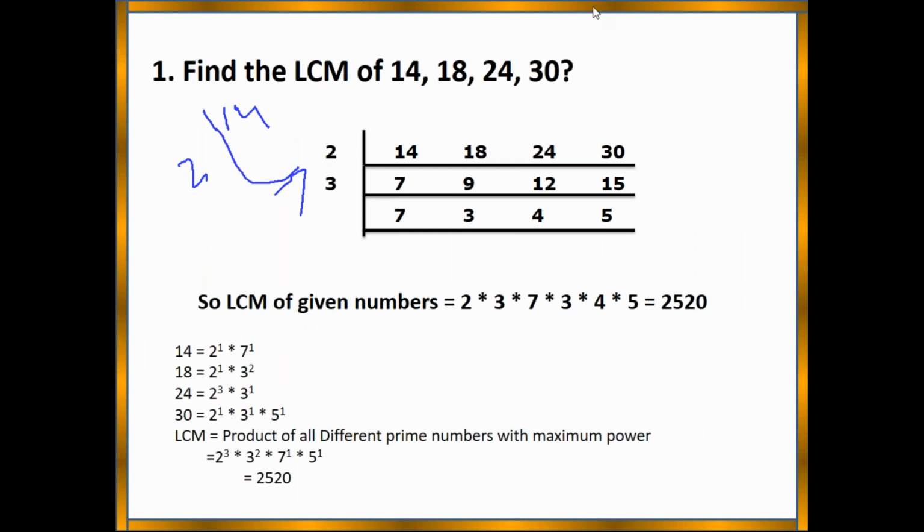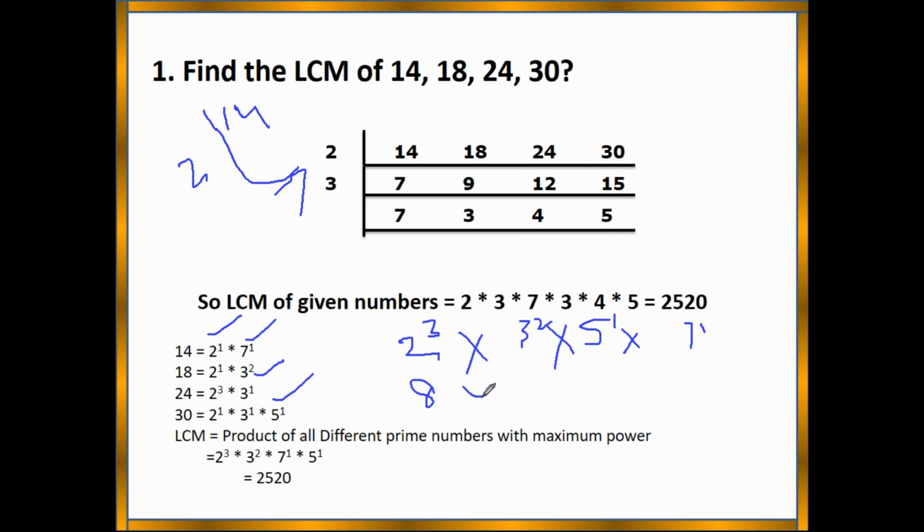So here 2 is one prime number, 7 is a different prime number, 3 is another prime number, 5 is the other prime number. So multiplication of 2, 3, 5, 7 with maximum power or lower power? Maximum power. 2 power 1, 2 power 1, 2 power 3, 2 power 1. Which one is the higher power? 2 power 3. Again 3 power 2, 3 power 1, 3 power 1, 3 power 2. 7 is only 1 and 5 is only 1. 5 power 1 into 7 power 1.